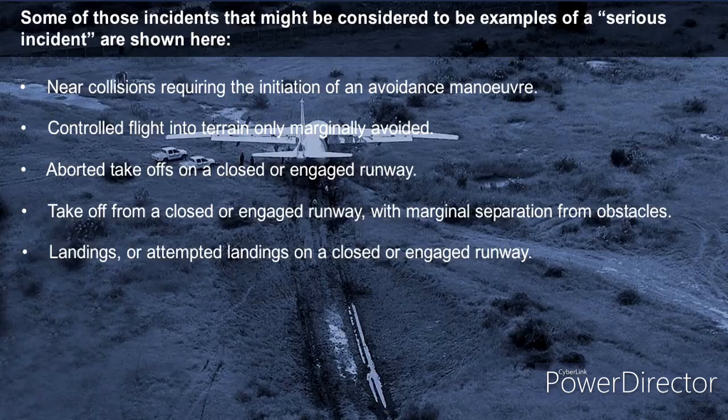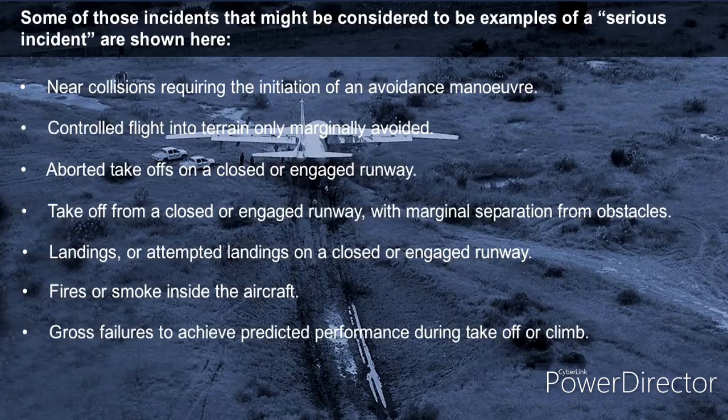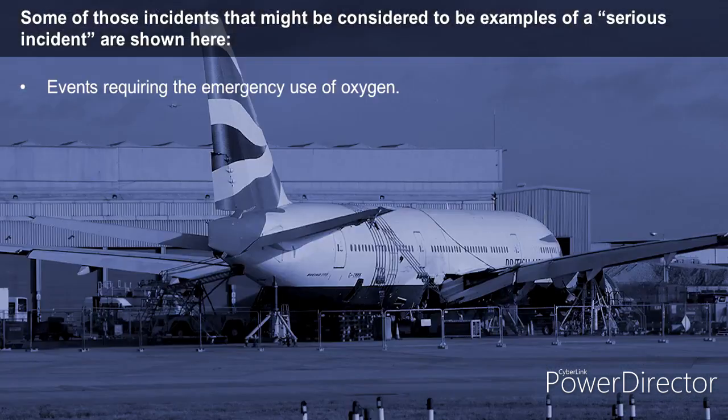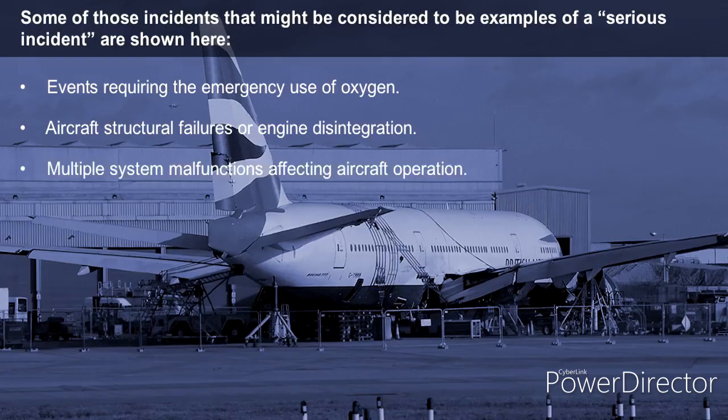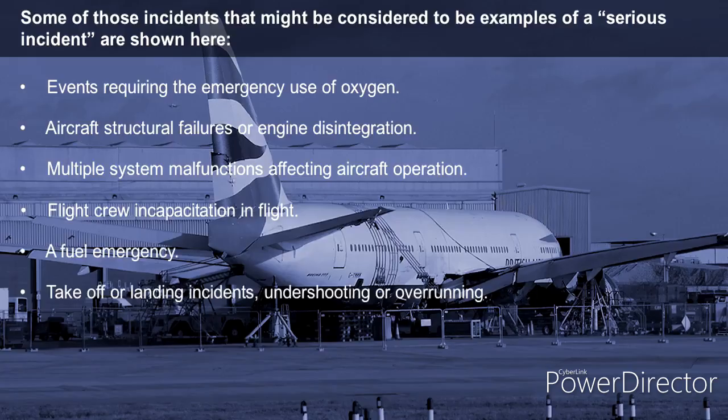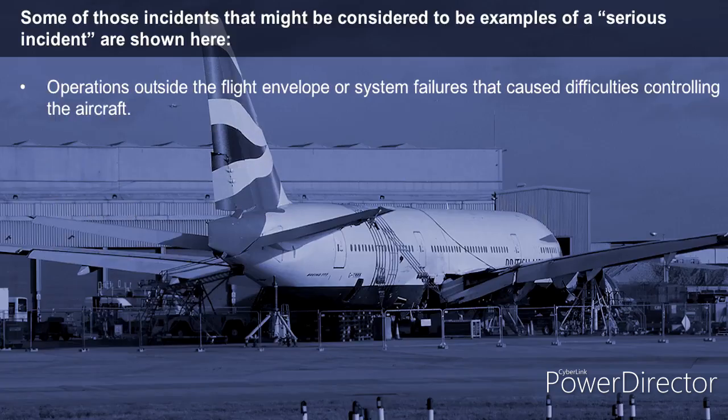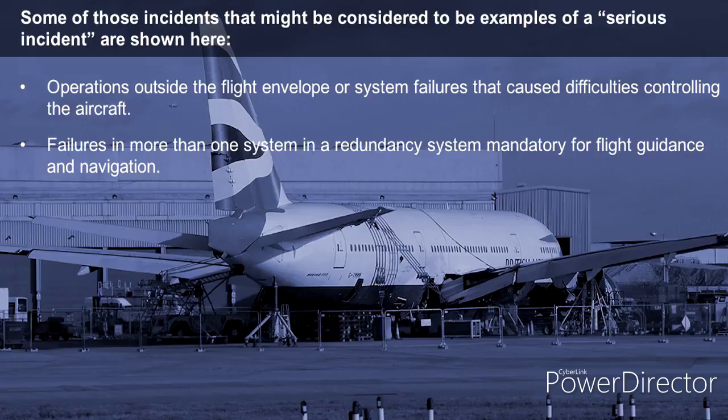on a closed or engaged runway, fires or smoke inside the aircraft, gross failures to achieve predicted performance during takeoff or climb, events requiring the emergency use of oxygen, aircraft structural failures or engine disintegrations, multiple system malfunctions affecting aircraft operation, flight crew incapacitation in flight, a fuel emergency, takeoff or landing incidents, undershooting or overrunning, operations outside the flight envelope or system failures that cause difficulties controlling the aircraft, failures in more than one system in a redundancy system, mandatory for flight guidance and navigation.